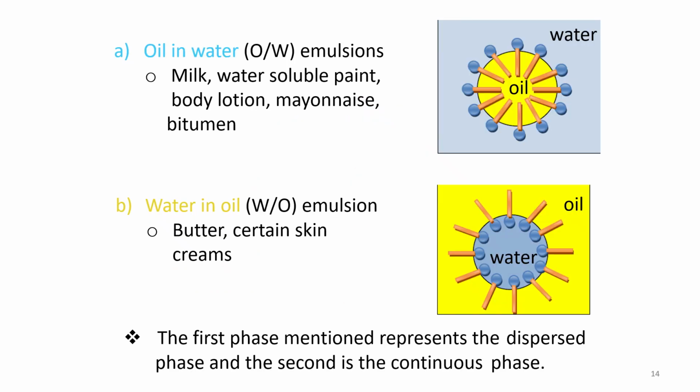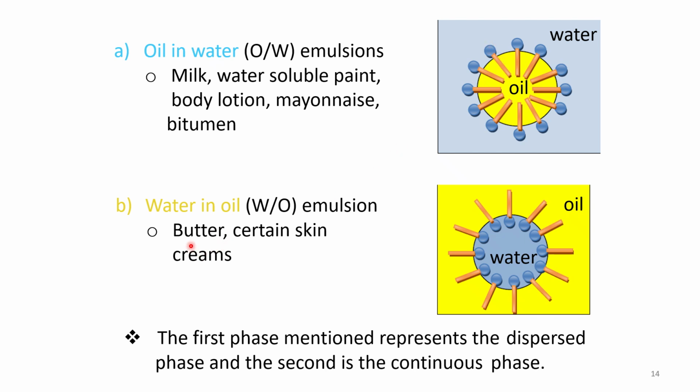Oil in water emulsions include examples such as milk, mayonnaise, soluble paint, and also body lotions. In these oil in water emulsions, the oil droplets are dispersed in the continuous phase of aqueous or water. The surfactant molecules will arrange in the normal micelle manner, where the tail is pointed to the hydrophobic region consisting of oil, and the head group of the surfactant will be pointed towards the continuous phase.